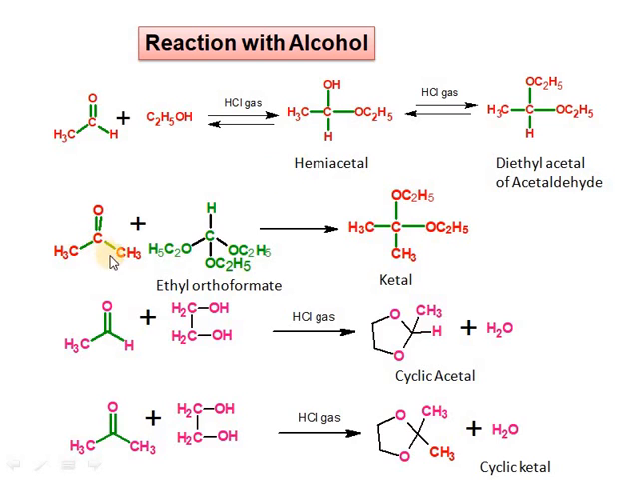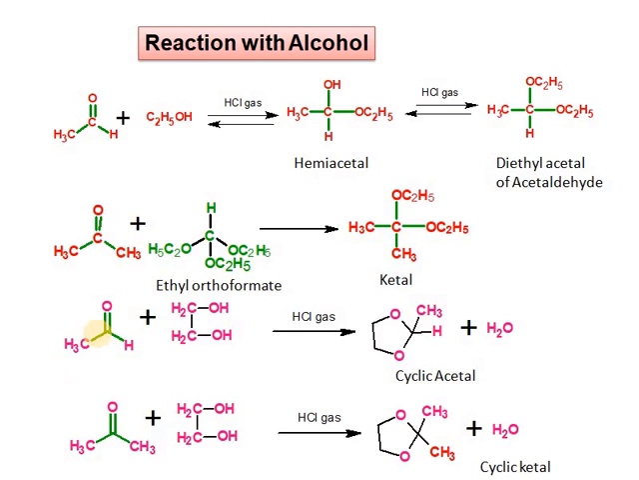Now, these reactions are reversible, and therefore excess alcohol is used to shift the equilibrium to the right-hand side. So aldehydes and ketones form acetals or ketals: we use aldehydes to form the acetal, and we use ketones to form the ketals. So this ketone can be treated with ethyl orthoformate to form ketals like this, right?